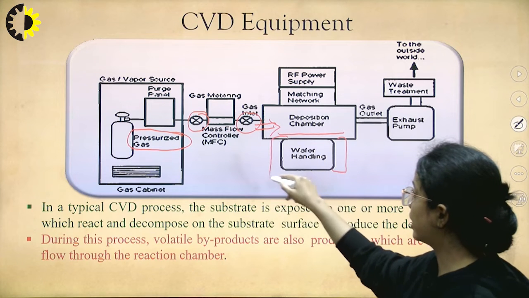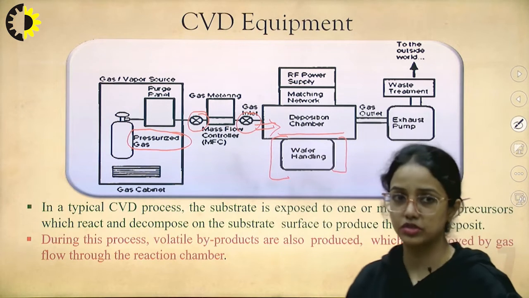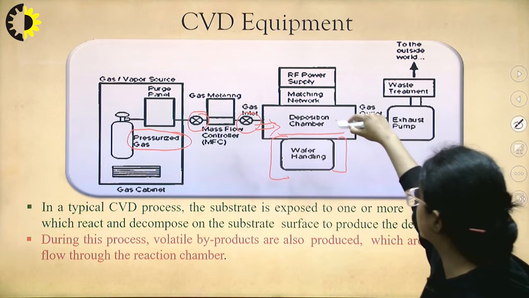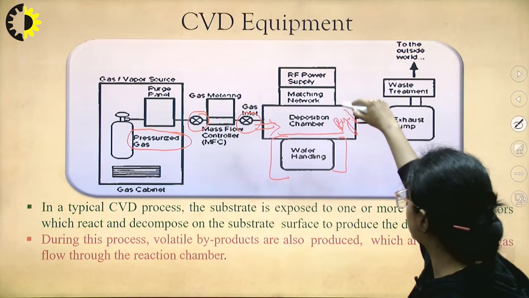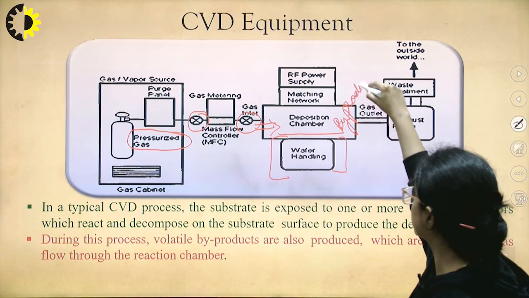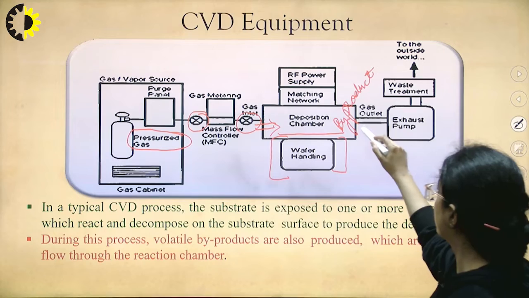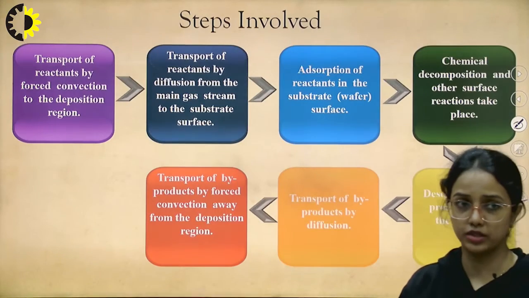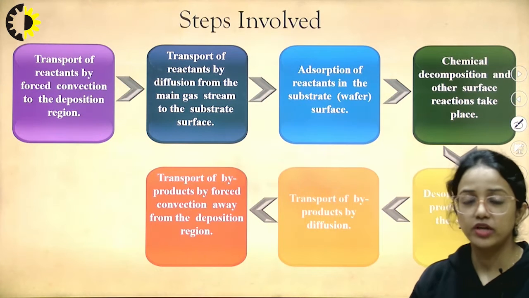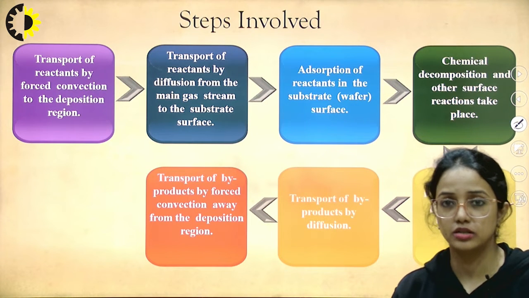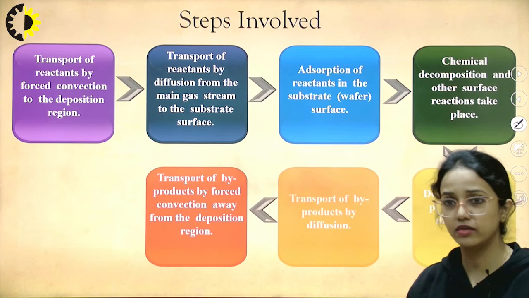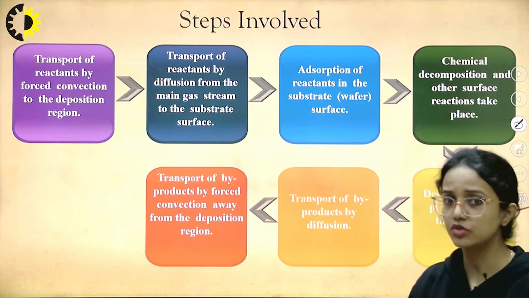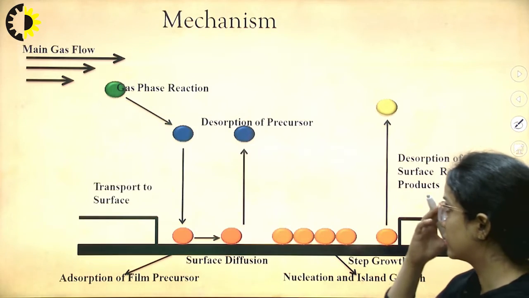This wafer handling system will expose the wafer to this gas. Of course, those gases will react, and the byproducts, or the gases which are produced and not needed, will be expelled out of the system. So this is a typical CVD equipment. Now we have to study the molecular level physics behind this deposition process. First we will see this mechanism.